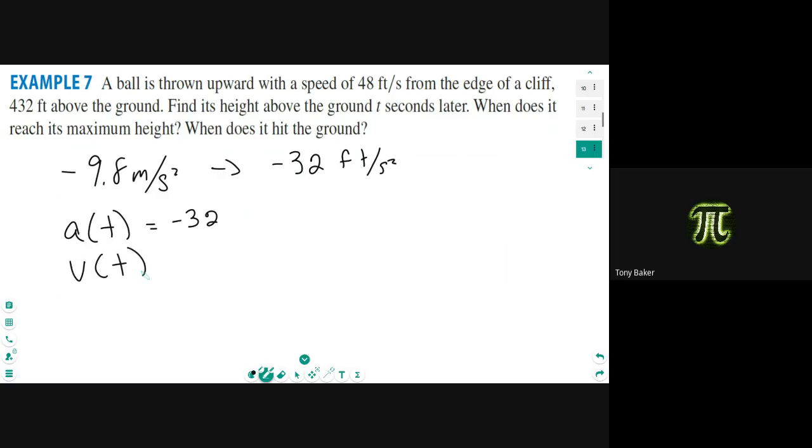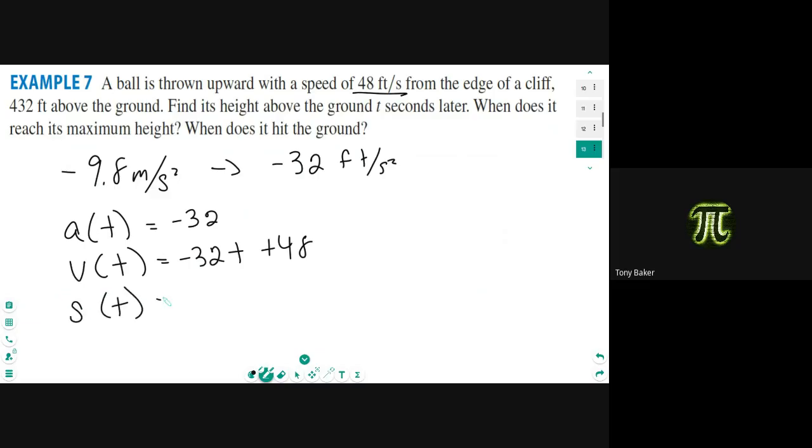What's my velocity of t? Negative 32t, plus c. What's the plus c? Do we have an initial condition for velocity? Plus 48. That's my initial condition for velocity. So plus 48.